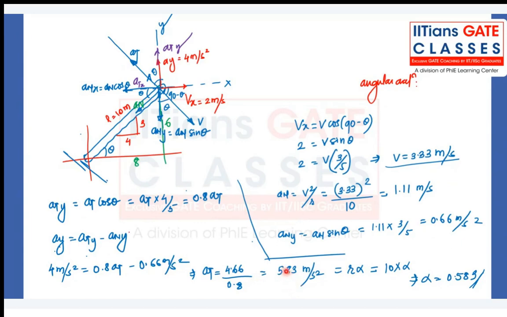acceleration. And what is tangential acceleration? R times alpha. And what is alpha? Angular acceleration. That is what is required here as a solution. So AT is equal to 5.83, which is R times alpha. So alpha will be equal to 5.83 divided by R. The value of R is 10. So 5.83 divided by 10 is 0.583. Okay. So that's how we have calculated it.